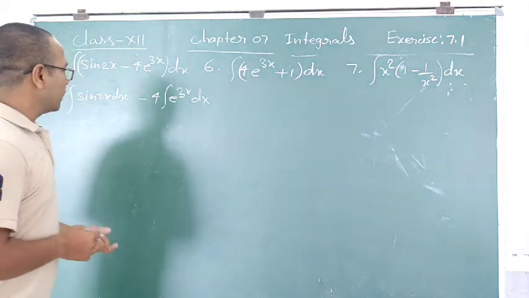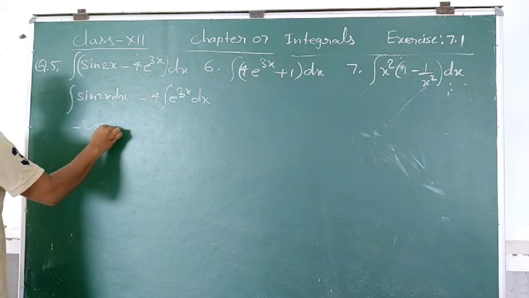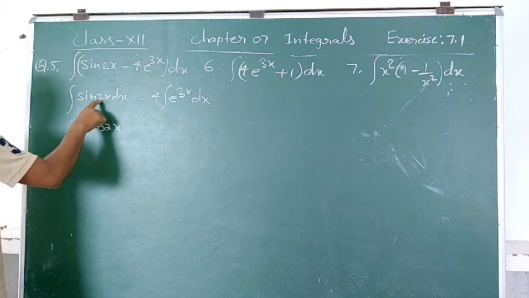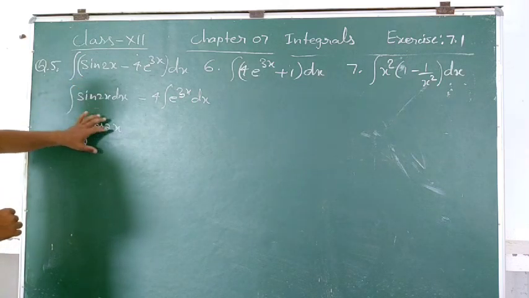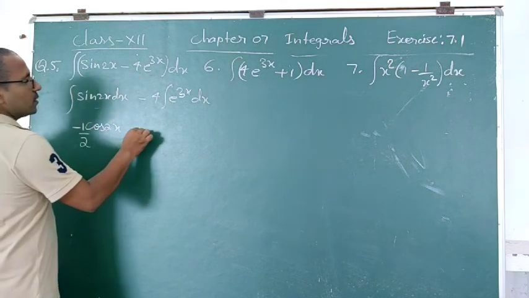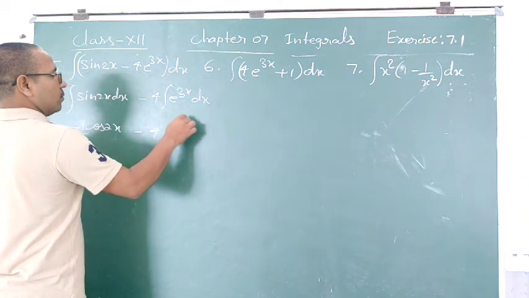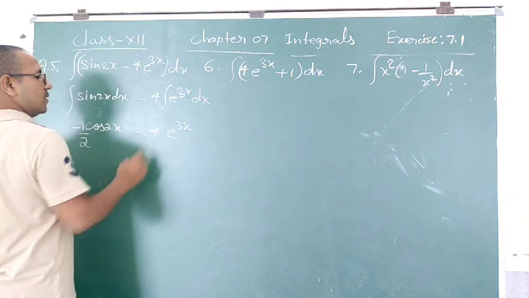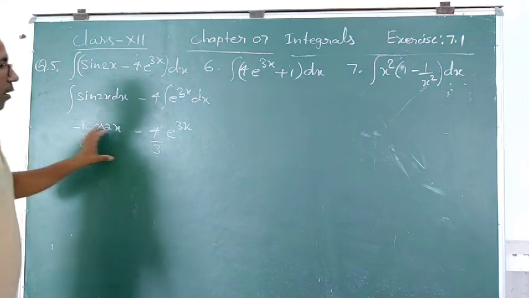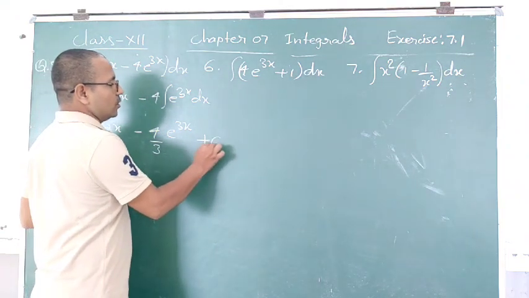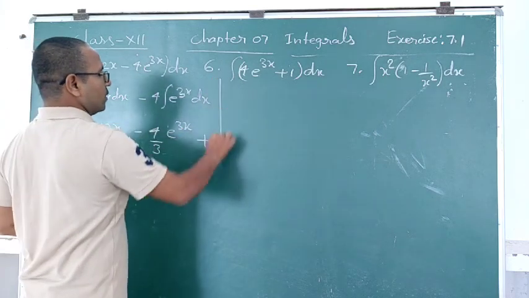Now we will integrate individually. The integral of sin 2x is minus cos 2x, and the coefficient of x, that is 2, will go in the division. So we have got this much. Then minus 4 times the integral of e to the power 3x, but the coefficient of x is 3, so it will go in division. 4 by 3 you will get. After completing all the answers, you have to add the constant c. Clear, students?